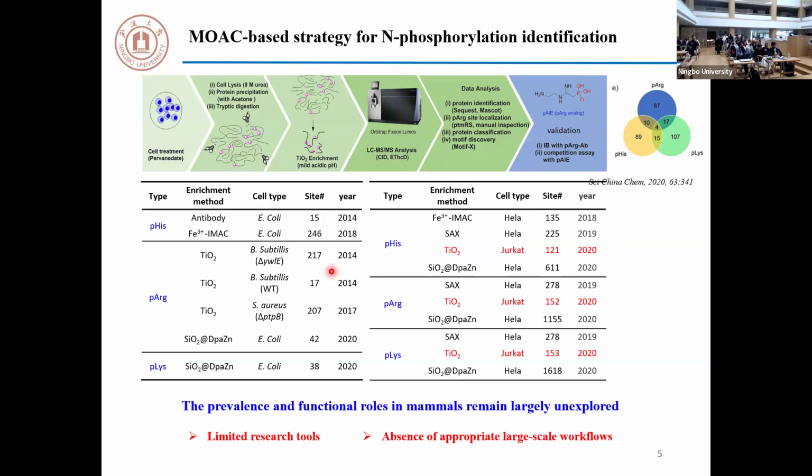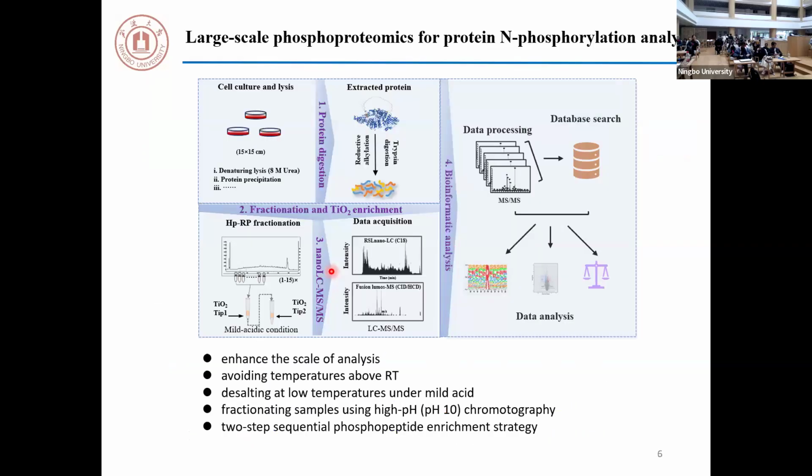And this knowledge gap is mainly due to limited research tools available and the absence of an appropriate large-scale workflow for nitrogen phosphorylation identification. So we developed a large-scale phosphoproteomics workflow for protein nitrogen phosphorylation identification, given the poor understanding of the natural nitrogen phosphorylation phosphatase and the lack of effective inhibitors.